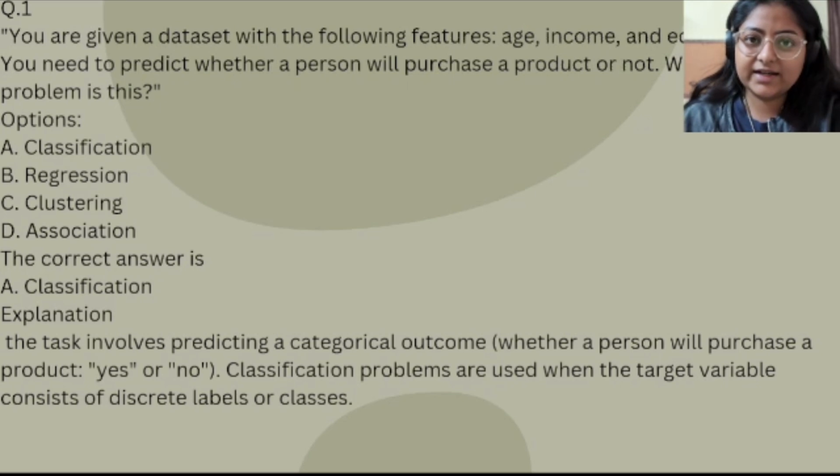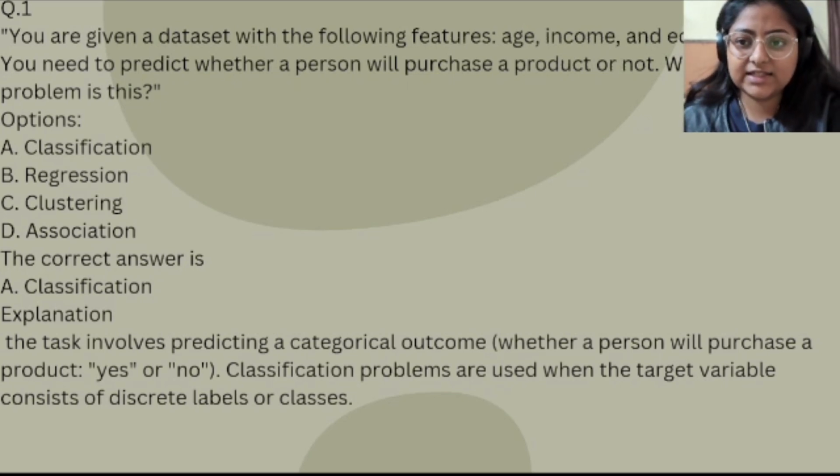You are given a data set with the following features: age, income and education level. You need to predict whether a person will purchase a product or not. Which type of problem is this? Option A is classification, B is regression, the third option is clustering and D is association.